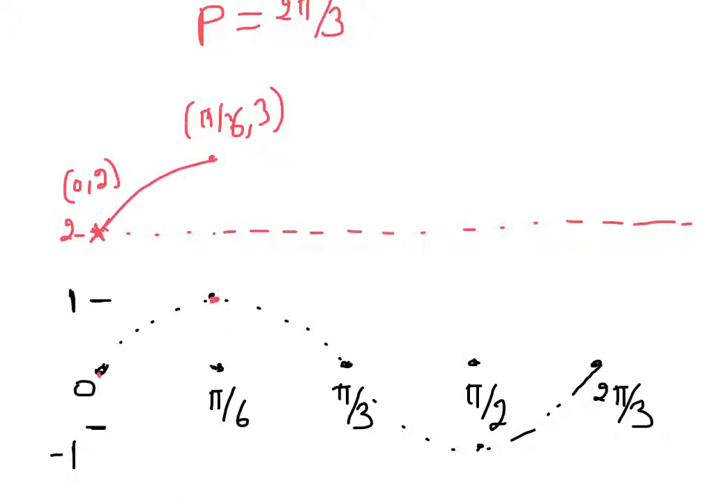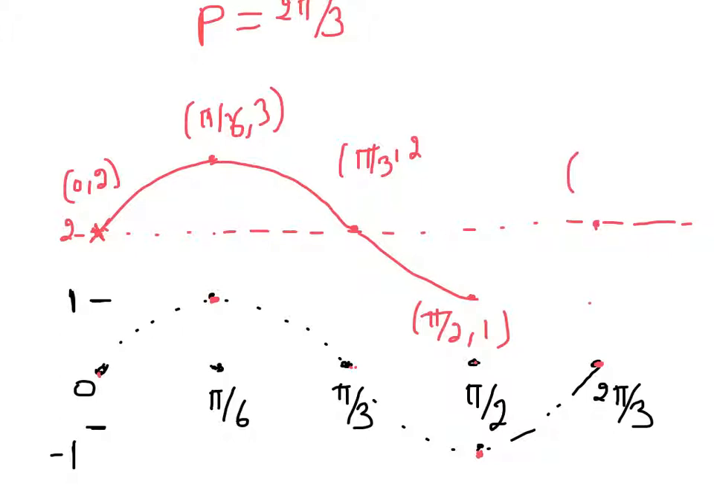Next, we have pi over 3, 0 shifted up by 2. It becomes pi over 3, 2. Next, we are at pi over 2, -1. If you shift it up by 2, it becomes pi over 2, 1. Last, we have 2 pi over 3. If we shift it up by 2, it becomes 2 pi over 3, comma 2. And that's your final graph.